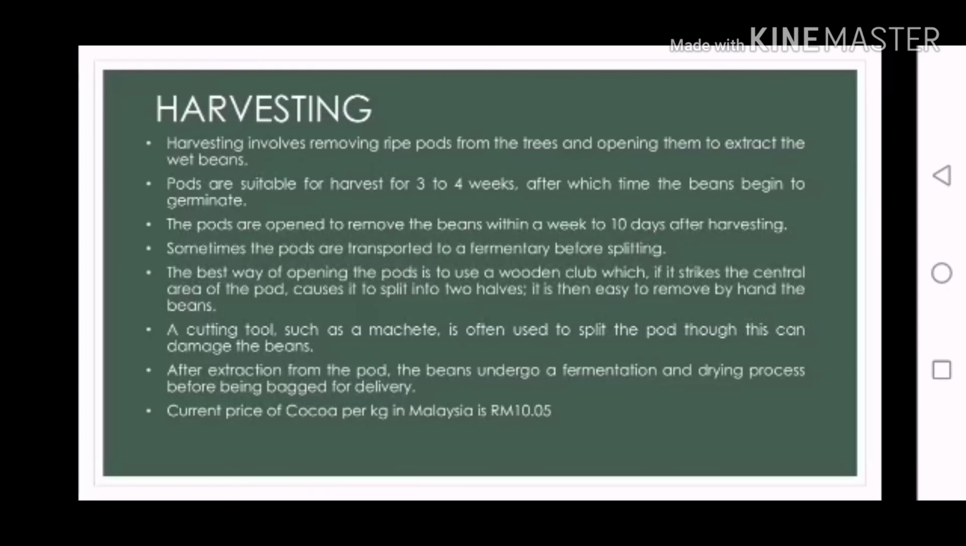And the best way of opening the pods is to use a wooden club which, if it strikes the central area of the pod, causes it to split into two halves. It is then easier to remove the beans by hand. We can also use a cutting tool such as a machete, but this cutting tool can damage the beans, so we must be careful when using it. And after extraction from the pods, the beans undergo a fermentation and drying process before being bagged for delivery. And the current price of cocoa in Malaysia is 10 ringgit 5 cents per kg.